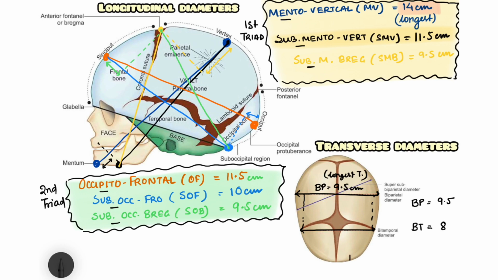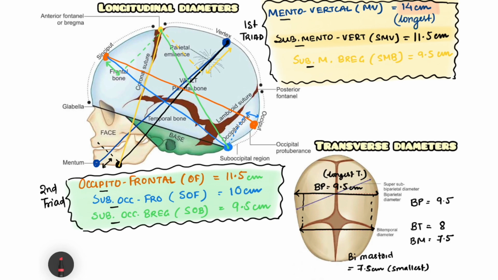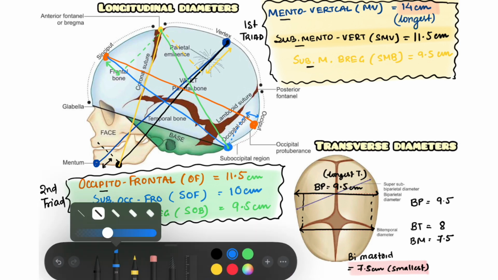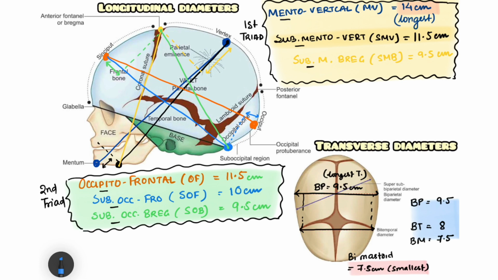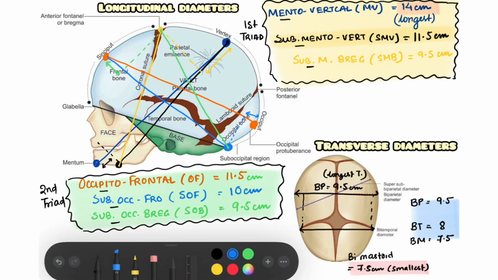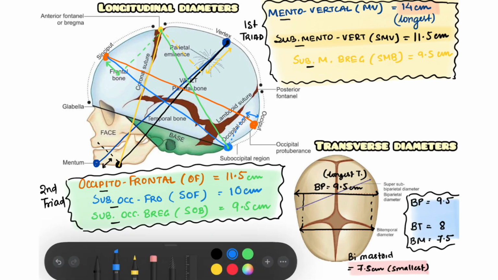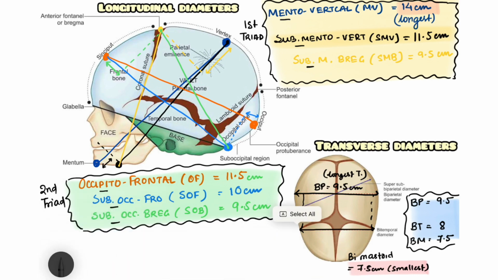And there's another diameter which is known as bimastoid. That diameter is 7.5 centimeters, which you cannot see over here, but that is the distance between two mastoids, and it is the smallest skull diameter. We already had our longest, and now we have our smallest diameter. Now this biparietal, bitemporal and bimastoid together form the third triad in our fetal skull discussion. This can be simply remembered by PTM, or parent teachers meeting.